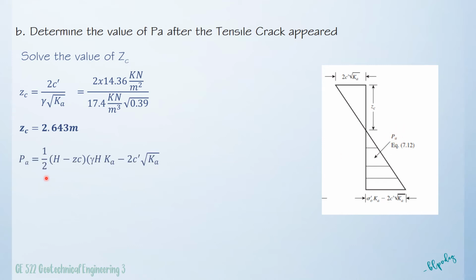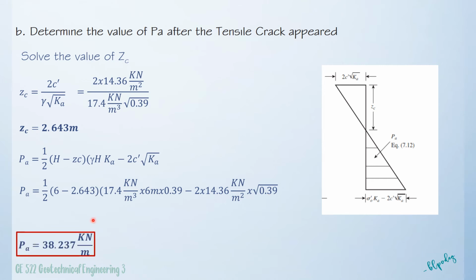Let us now get the area of this triangle, which will serve as our PA. That becomes 1/2 times this distance, H minus z of c, multiplied by the base. This is the base: unit weight multiplied by the height, multiplied by the coefficient, minus 2c prime multiplied by the square root of the coefficient. Substituting the values, since all parameters are known, we simply substitute directly, and we come up with the force per unit length of 38.237 kilonewton per meter.